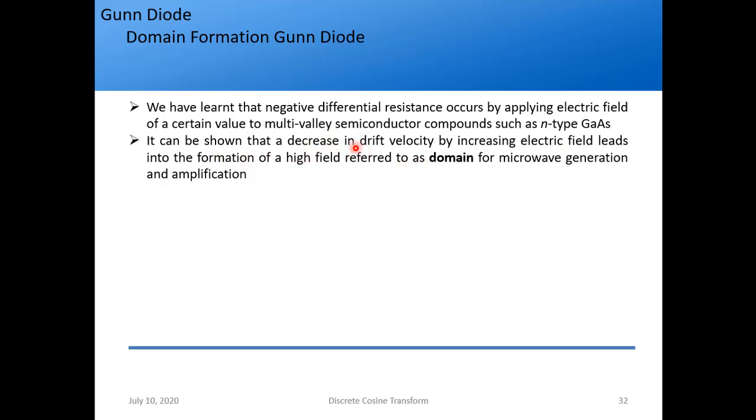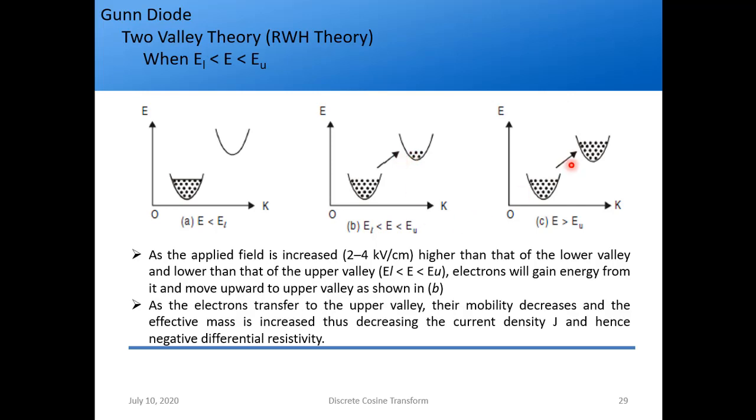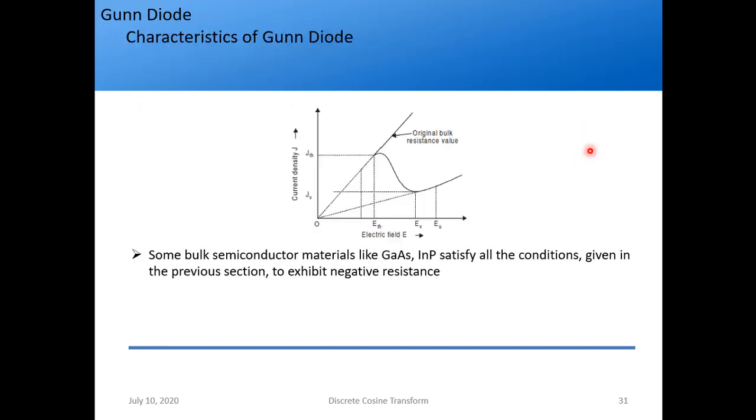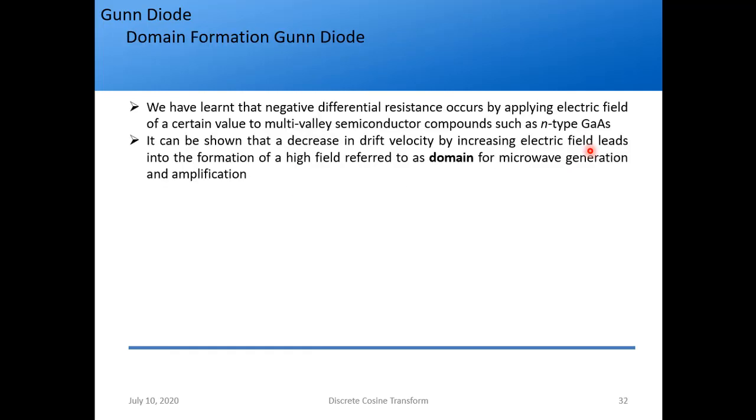So this high field region is referred to as domain. Increasing the electric field leads to what? A decrease in drift velocity. Why? Because increasing the electric field takes the electrons from the lower valley to the upper valley, where the mass is less, right? Therefore the electron velocity increases.